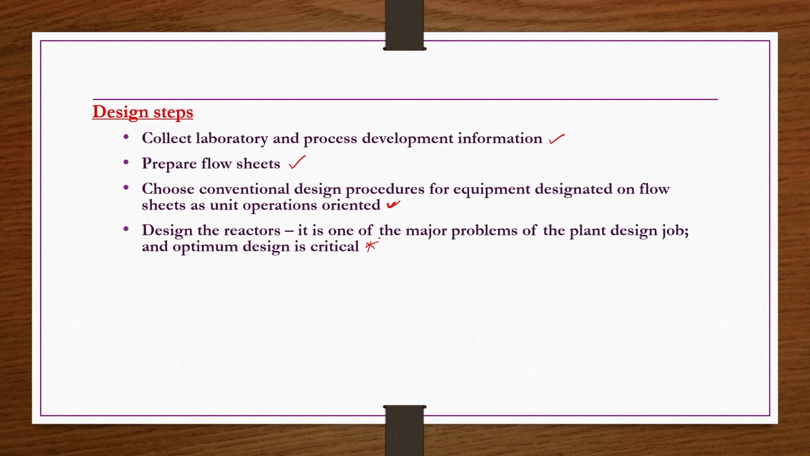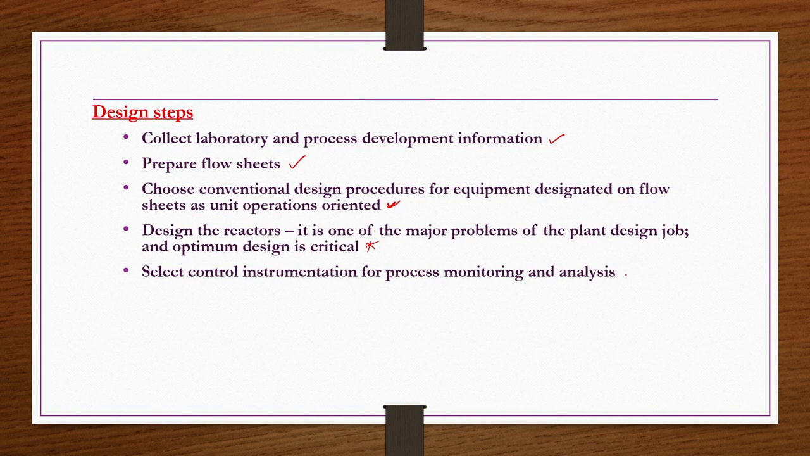So one has to be very careful while designing the reactors for chemical plants, not only from the economics point of view, but also from the safety point of view as well. Select control instrumentation for process monitoring and analysis. It is also very essential.